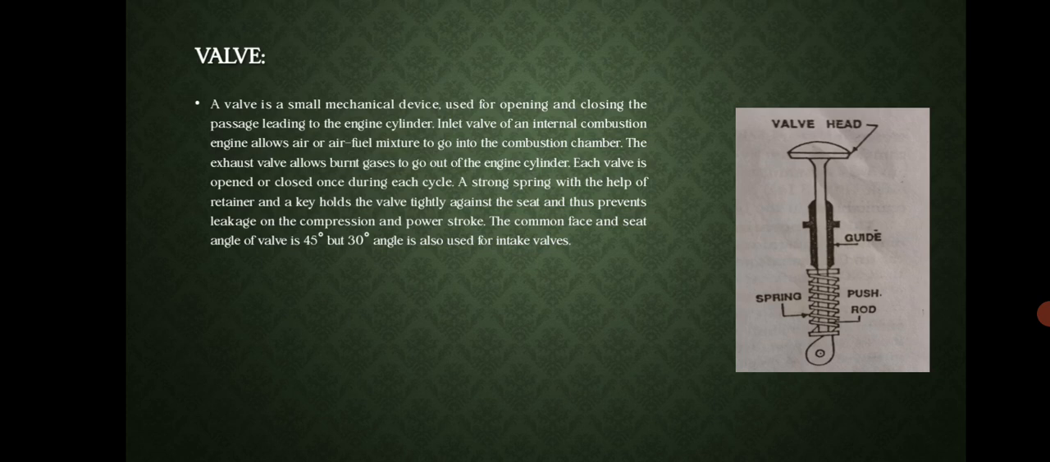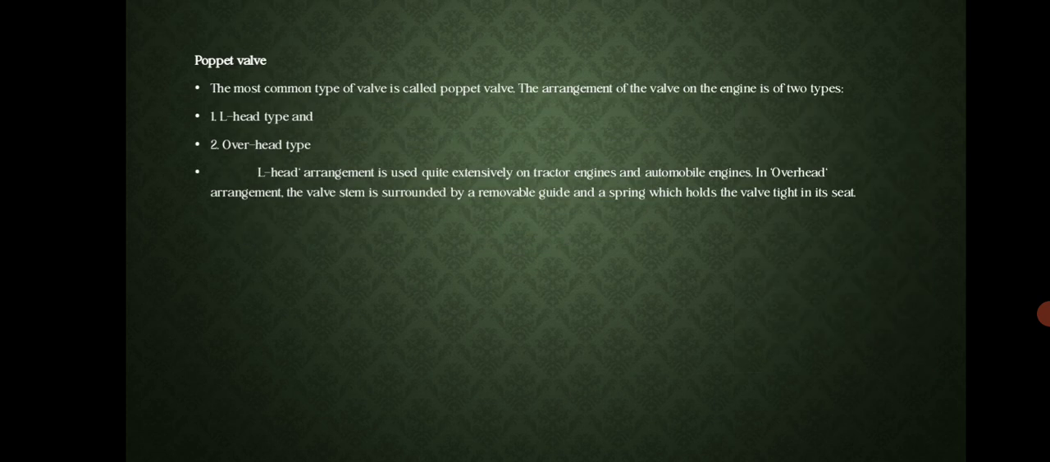The common face and seat angle of a valve is 45 degrees, but a 30-degree angle is also used for intake valves. Poppet valves. The most common type of valve is called a poppet valve. The arrangement of the valve on the engine is of two types: L-head type and overhead type. L-head arrangement is used quite extensively on tractor engines and automobile engines. In overhead arrangement, the valve system is surrounded by a removable guide and then a spring which holds the valve tight in its seat.